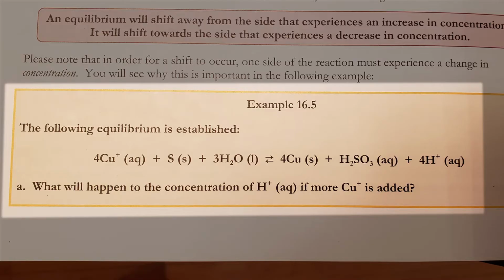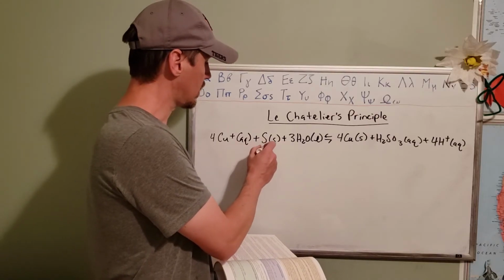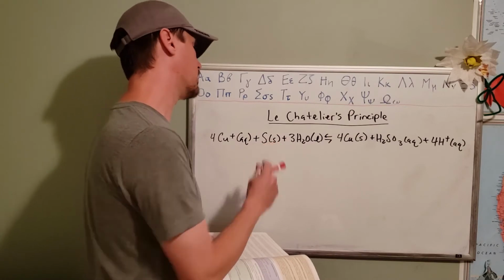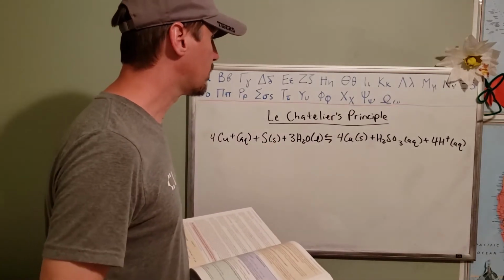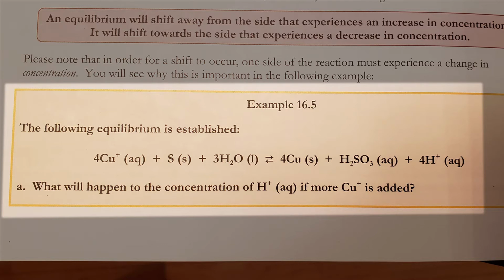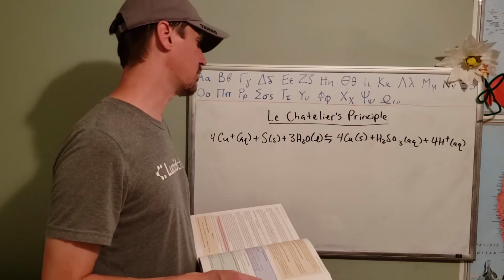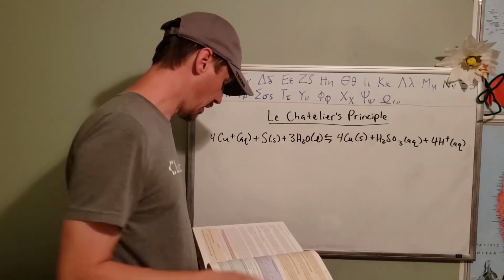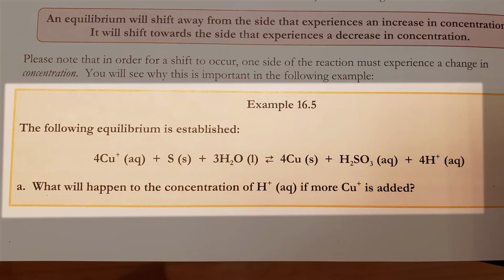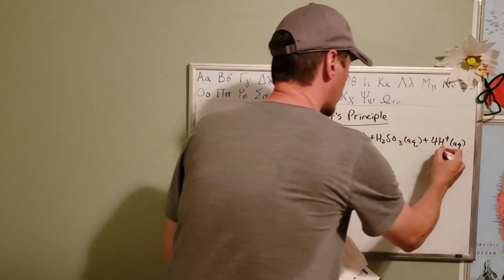All right, so let's do an example on page 496, example 16.5. And this problem gives us a chemical reaction, says the following equilibrium is established. And so 4Cu+ in aqueous form plus S in solid form plus 3H2O in liquid form is going to yield 4Cu in solid form plus H2SO3 in aqueous form plus 4H+ in aqueous form, right? It's an equilibrium reaction. And so given that reaction, the first question is what will happen to the concentration of H+, right?